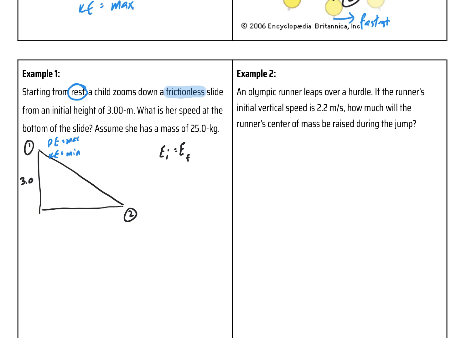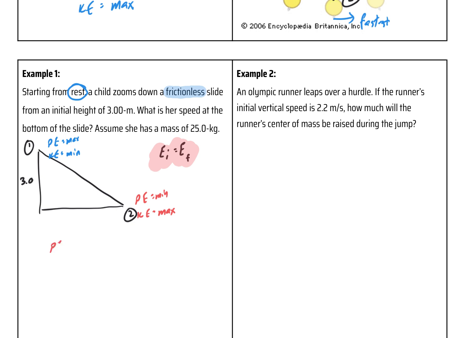At position 2, the potential energy is now at a minimum. As you can imagine, as I'm sliding down the ramp, I'm gaining speed, and at the bottom, I'm moving the fastest that I will go. So using this idea of initial energy equals final energy, we're going to add up all the forms of mechanical energy we've been talking about and set it equal to the final. It looks something like this.